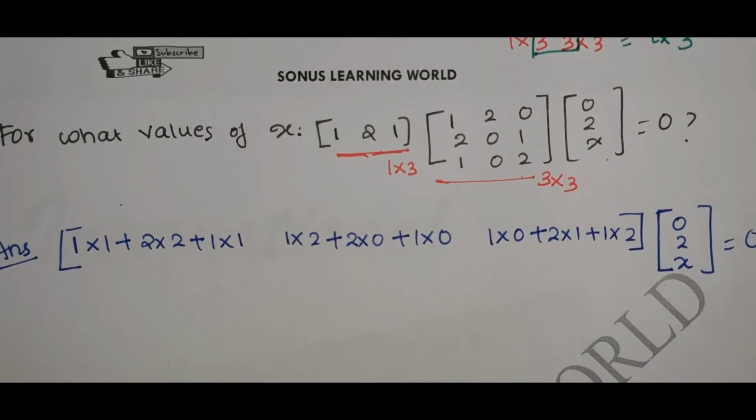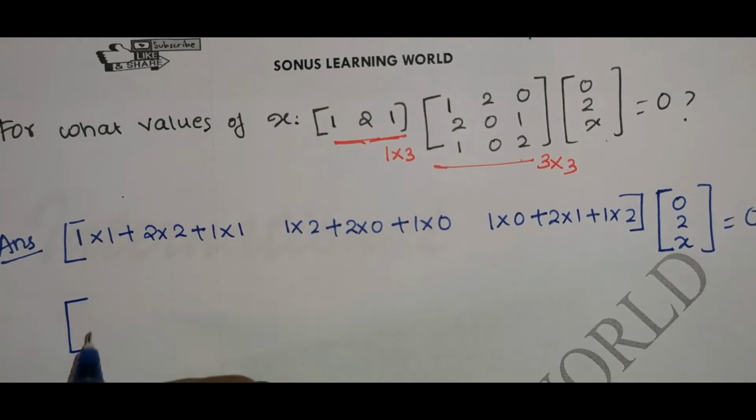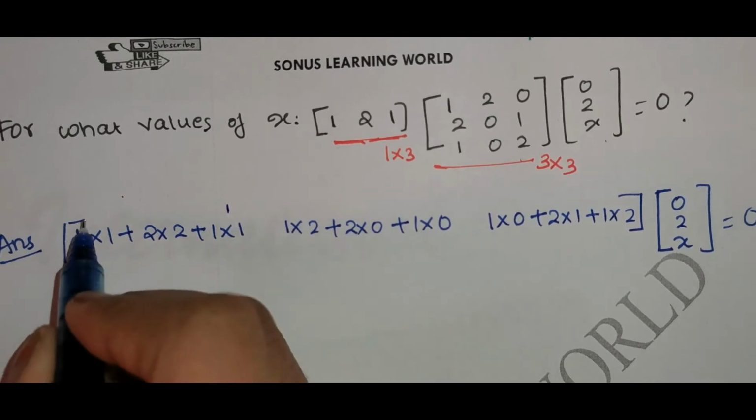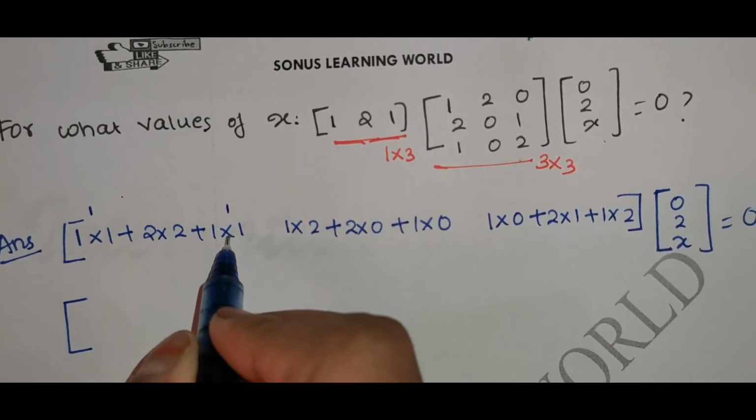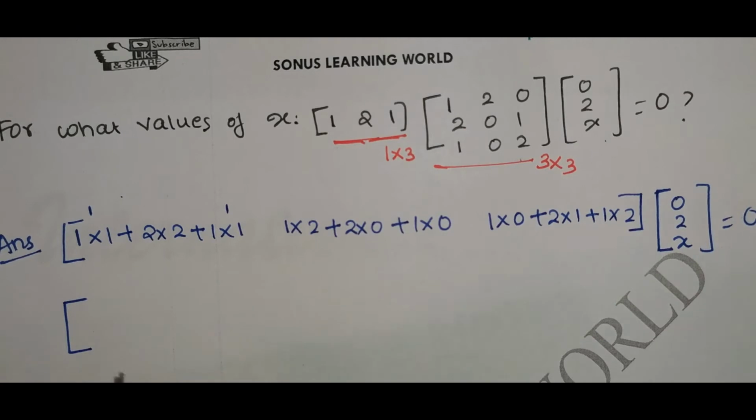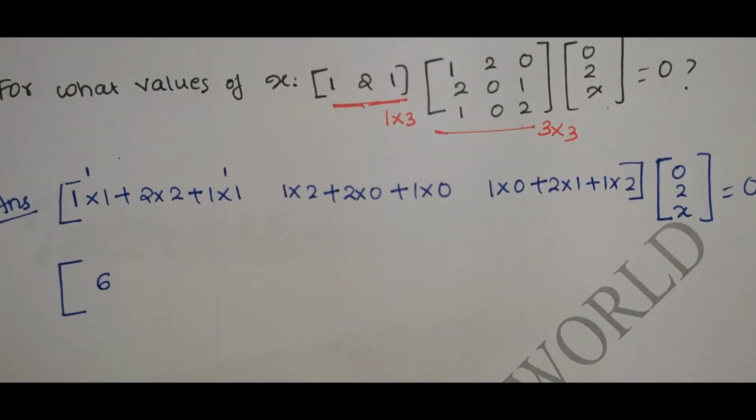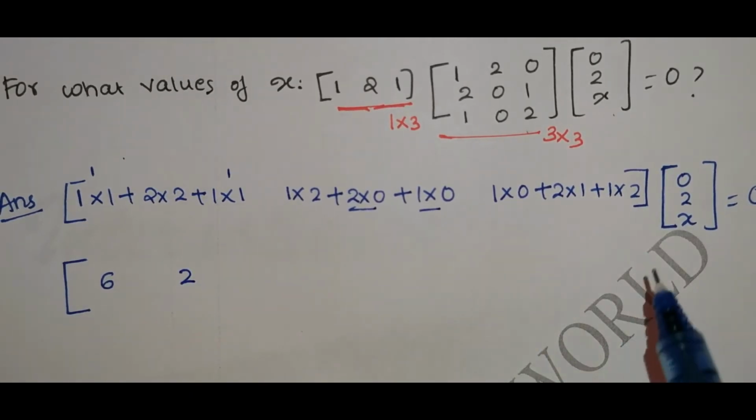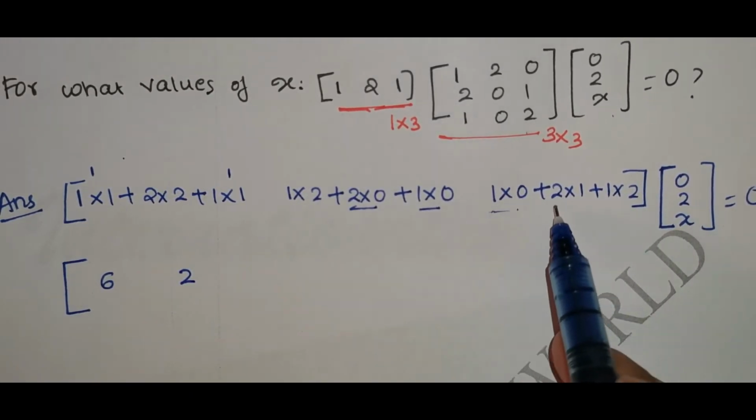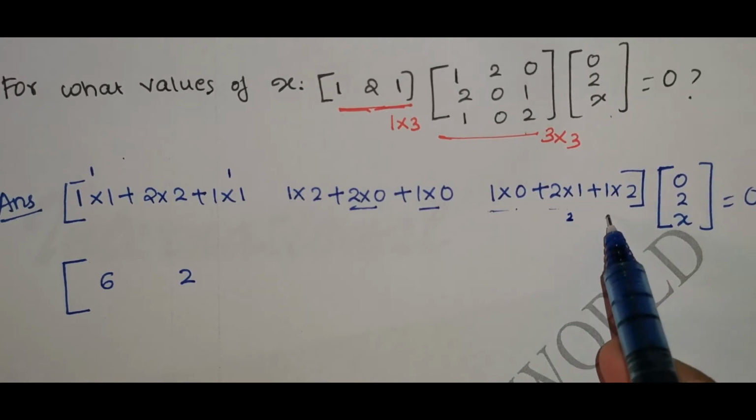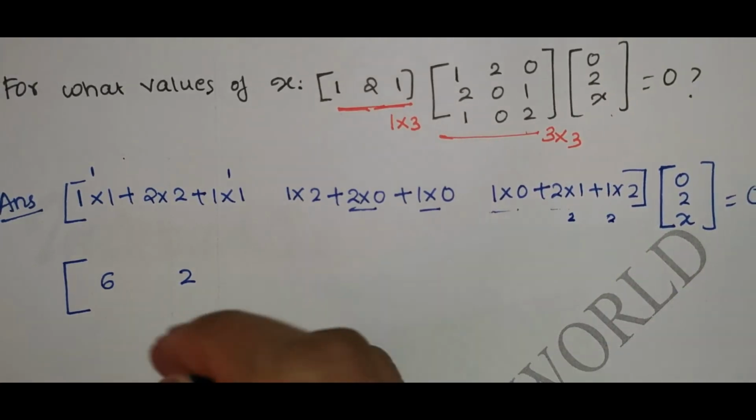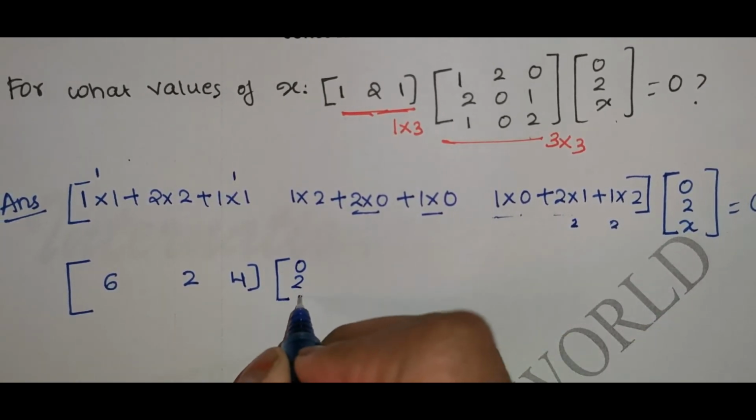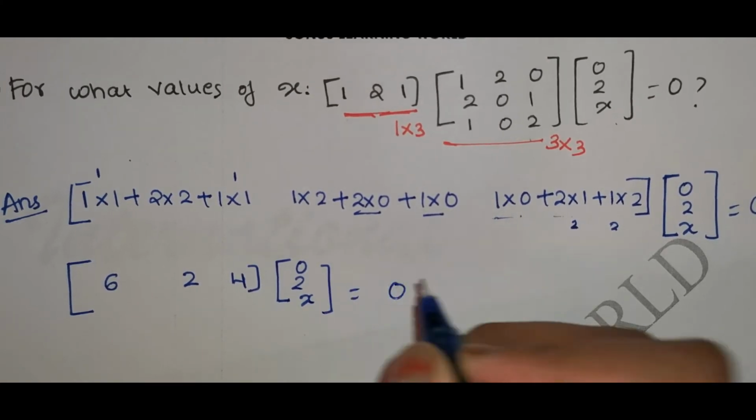Next let me simplify this. Here I get 1 plus 2 into 2, that is 4, plus 1 plus 1, so 4 plus 1 plus 1 is 6. The answer is 6. Here these two terms are 0, so 2 is remaining. In the third, 2 into 1 is 2, and 1 into 2 is 2, plus 2, that is equal to 4. So [6 2 4] into the matrix [0 2 x] is equal to 0.